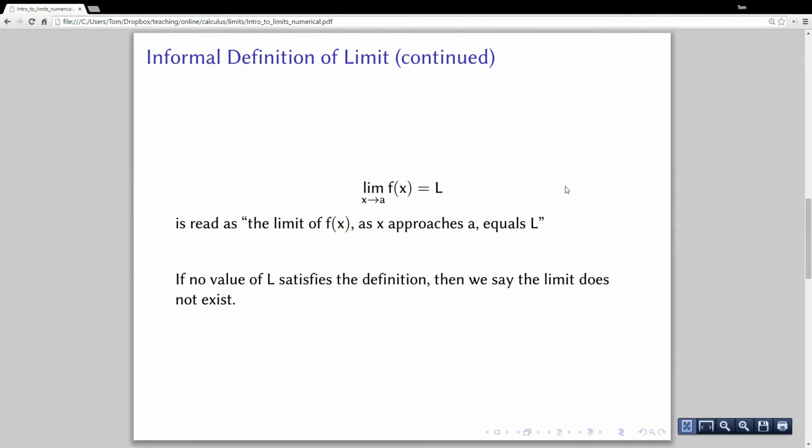Just a couple of notes here on the way that this group of symbols is pronounced. It's the limit of f of x as x approaches a equals L is how you would read that statement. And the other thing is that sometimes there is no value of L that satisfies that definition for various reasons. Whenever that happens, we say that the limit does not exist.